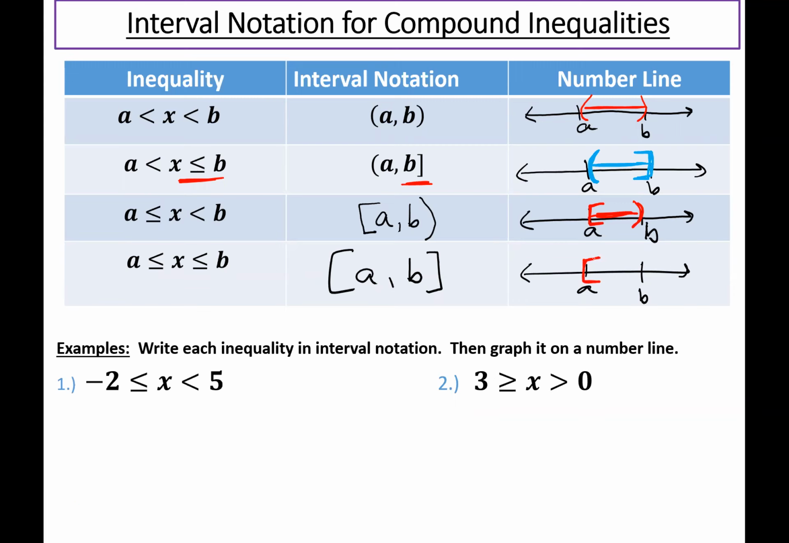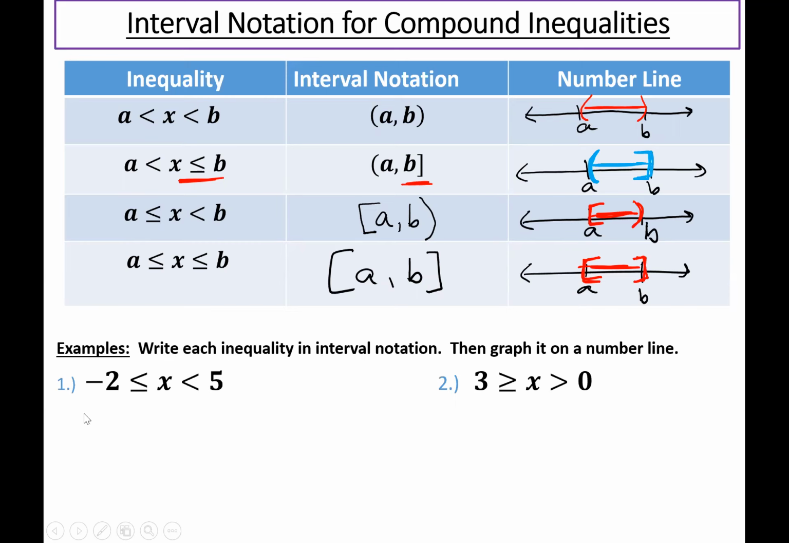Here we go. Okay, square bracket around the A, square bracket around the B, shading in between. There we go. Okay, so when we get to solving inequalities very soon, we will need to give our answers in interval notation and on a number line. All right, so we have some examples here of some compound inequalities. It says write each inequality in interval notation, then graph it on a number line.